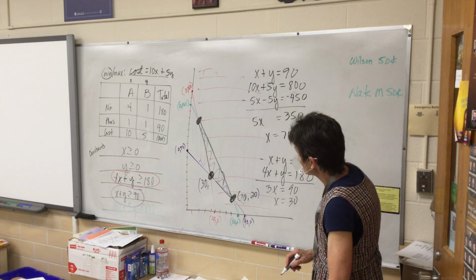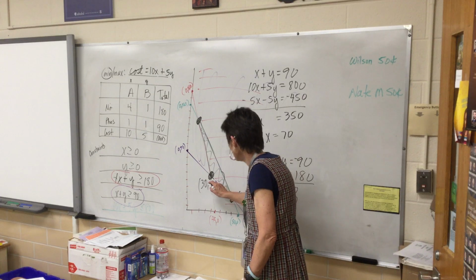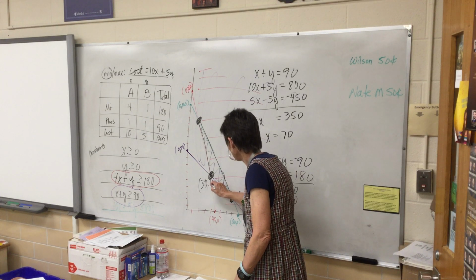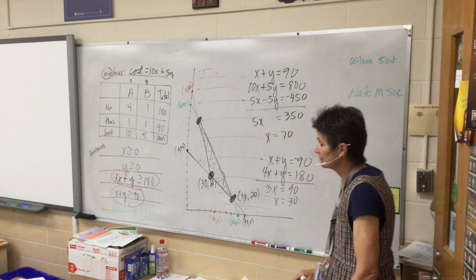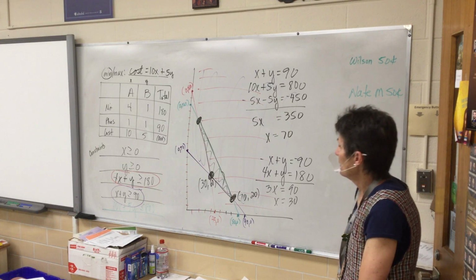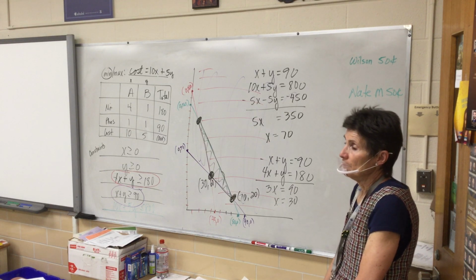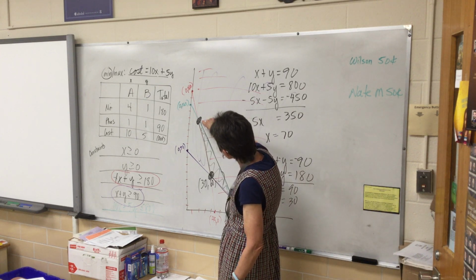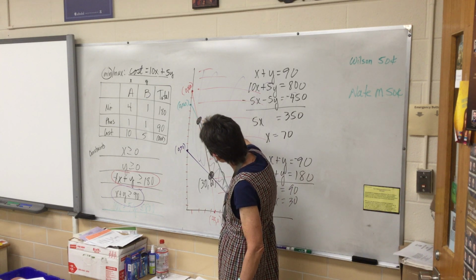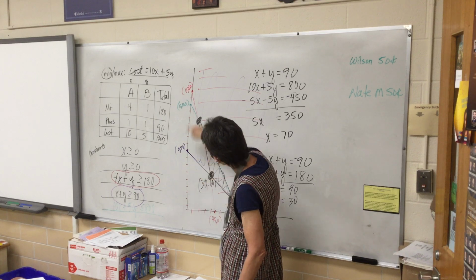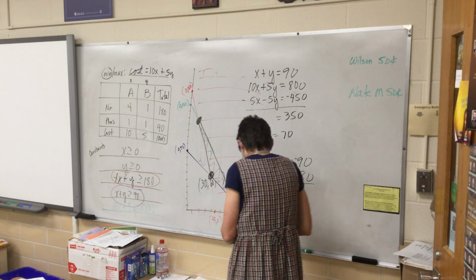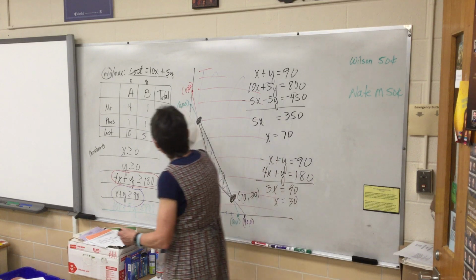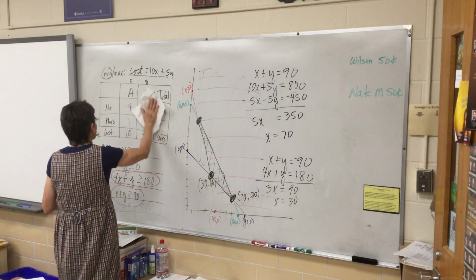And if x is 30, then y has to be 60. Is that right? So there's another one. Okay, why don't you do the last one? This one is the intersection of green and red. Why don't you work on that, and I'll work on that, and we'll see if we come up with the same thing.